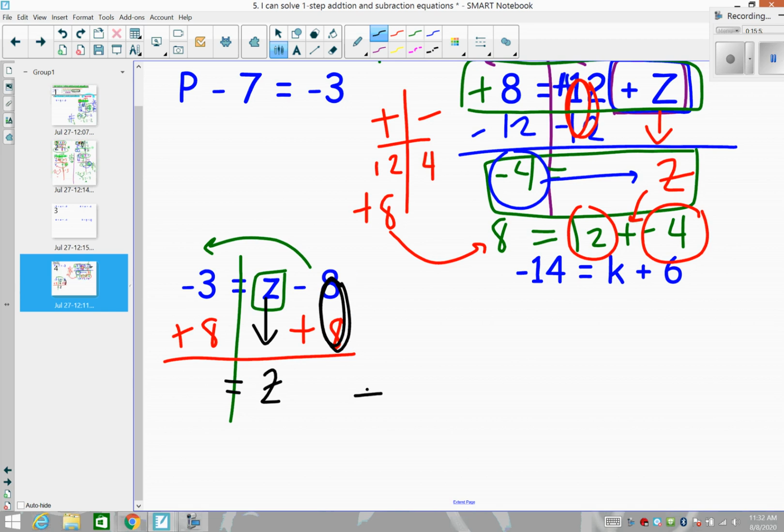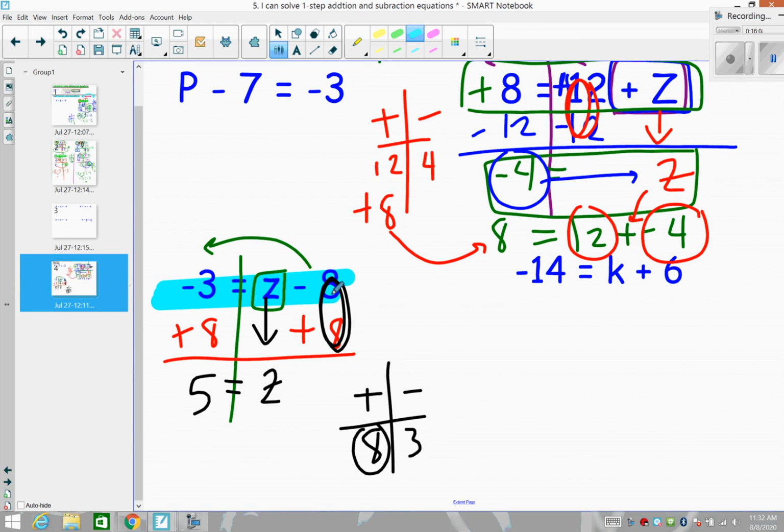On the left-hand side, we have 3 players on team negative. We have 8 players on team positive. Positive wins. How many extra players? 5 extra players. So let's go back to the original statement and see if 5 is the solution. Well, it says -3 is equal to 5 minus 8. Is that true?